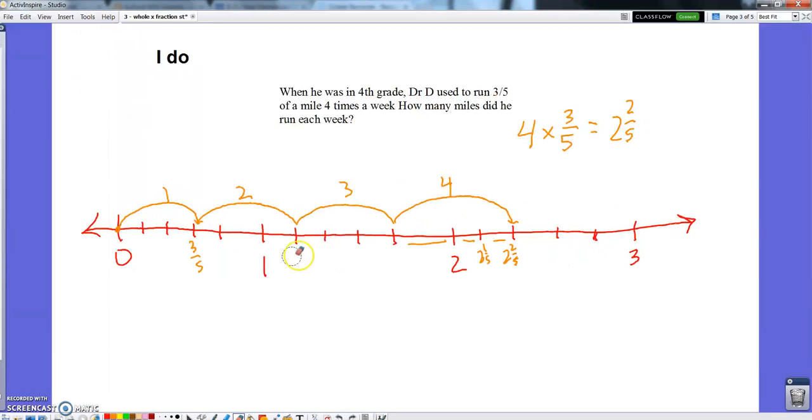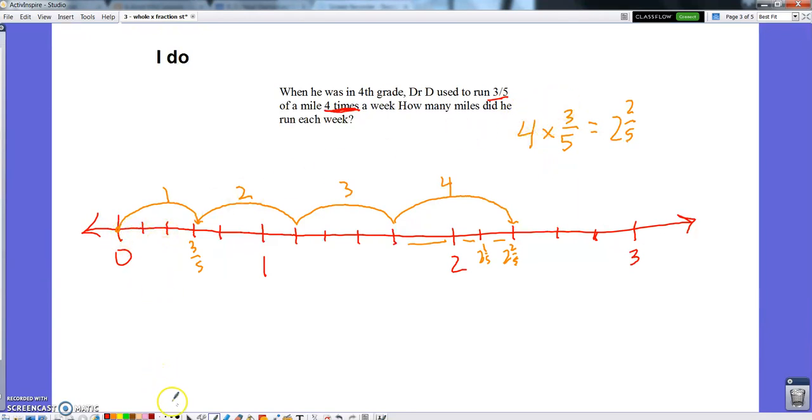So our second one: when he was in 4th grade, Dr. D used to run 3/5 of a mile 4 times a week. How many miles did he run each week? What I did was start from 0, and I made 4 groups, 4 times 3/5 of a mile. 4 groups of 3/5 of a mile.